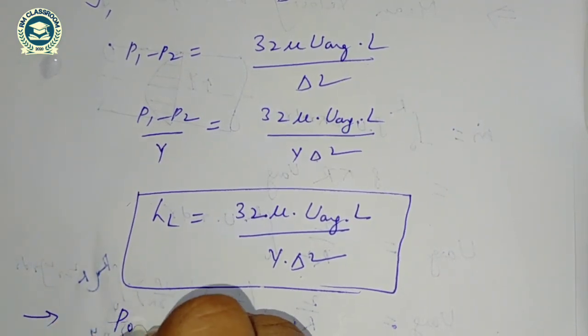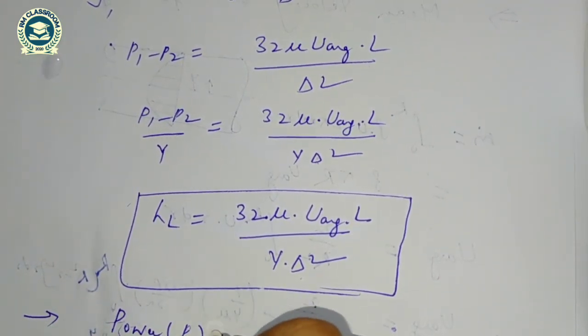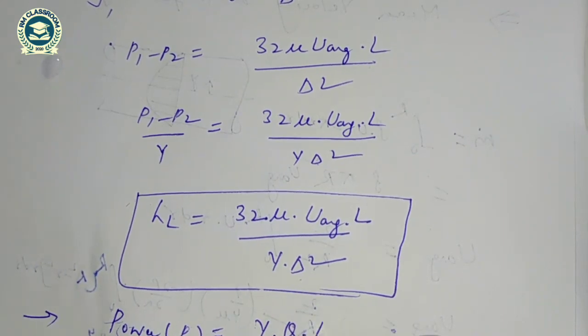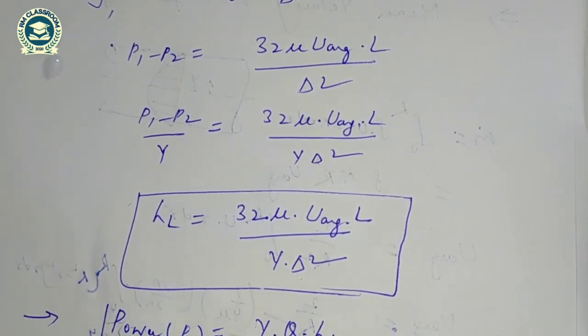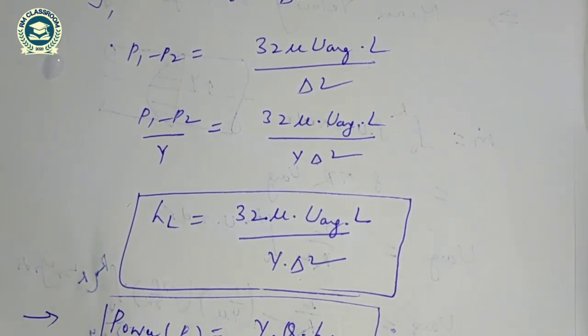So power is equal to gamma into Q into HL, where gamma is the unit weight, Q is the discharge, and HL is the head loss.